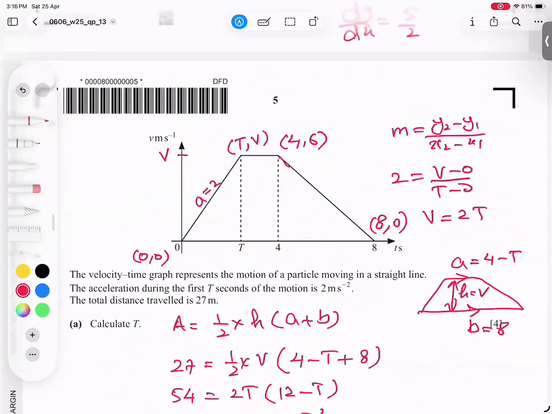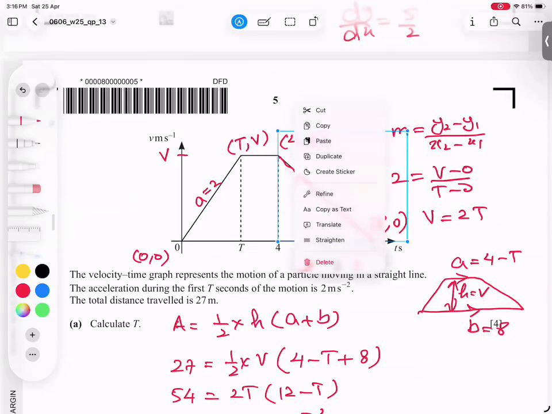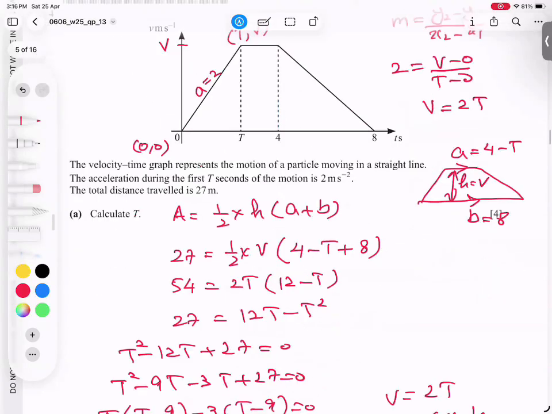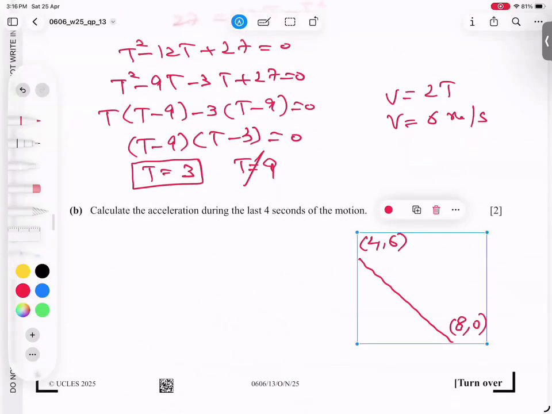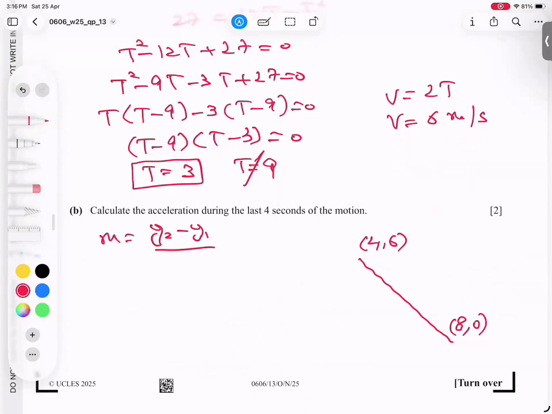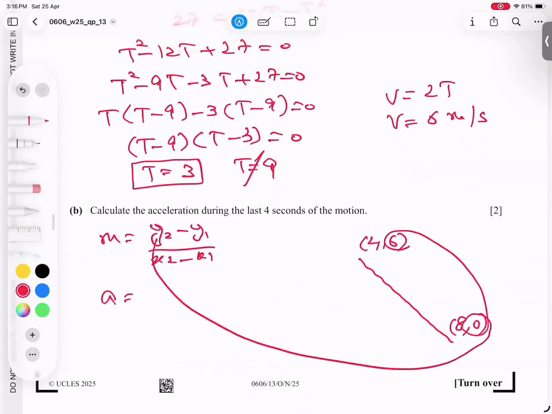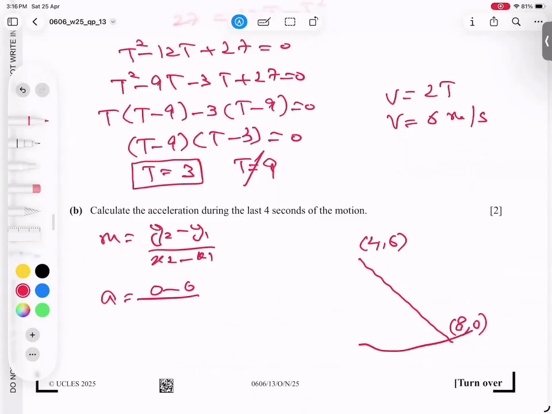And I'm going to use the gradient, and you know it very well, students. Gradient is basically this, cut from here, and I'm pasting here and completing the rest here. So let's start. What is the gradient formula? Gradient formula is y2 minus y1 over x2 minus x1. So here this is called acceleration. Y2, I start from here, 0 minus 6, and 8 minus 4. So A is equal to negative 6 over 4.